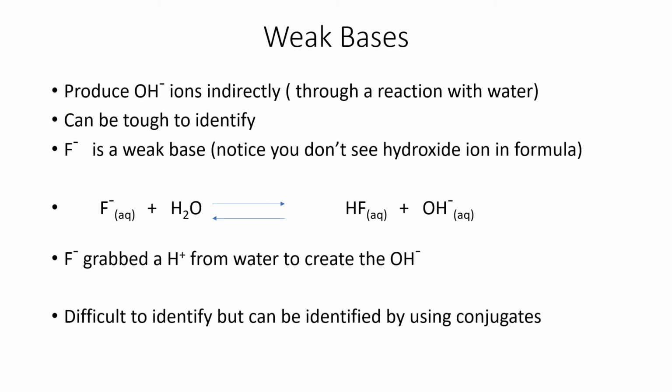We can also have weak bases. Weak bases produce OH minus ions in a different way. We would say these weak bases produce these OH minus ions indirectly. And this indirect reaction is through a reaction with water. Because it's an indirect way, that makes these weak bases a little bit more difficult to identify. So these weak bases can be tough to identify. But I'm going to show you a way of identifying weak bases based upon some things we already know how to identify. So an example of a weak base is F minus ion. So F minus is a weak base.